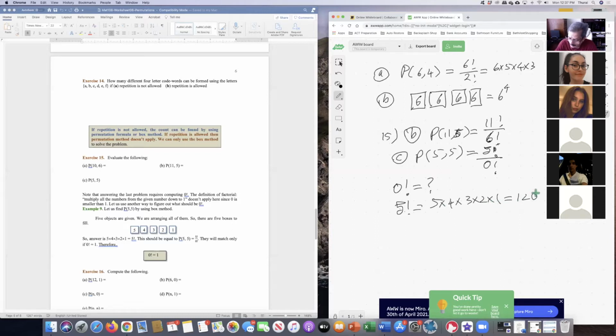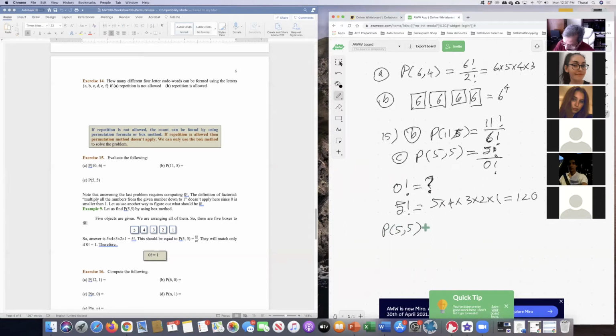But then factorial 0, we can't go down from 0 to 1 because 1 is higher than 0. So the definition doesn't apply. So we just have to come up with the right value that will make sense in terms of our problems. So here is how we're going to find it. P(5,5).